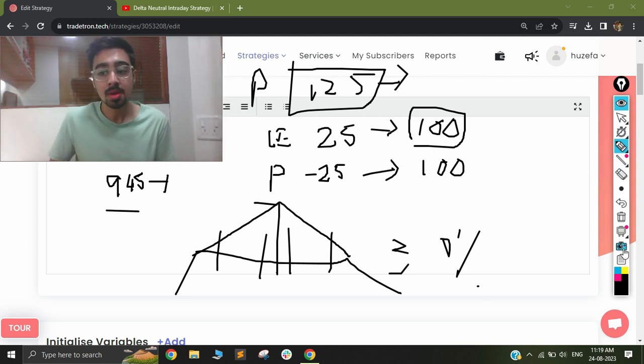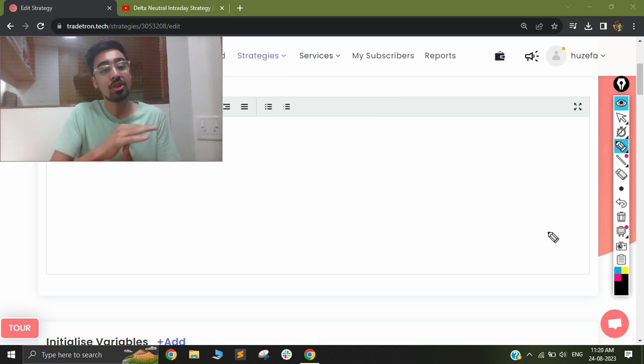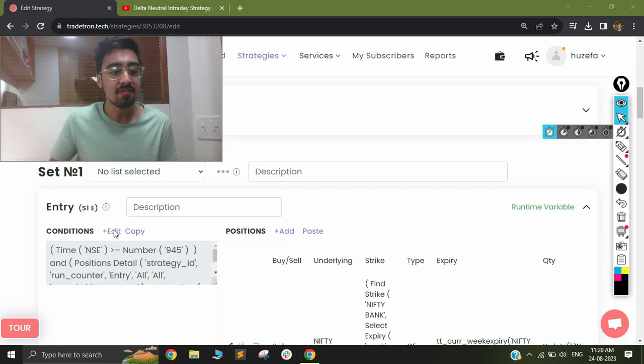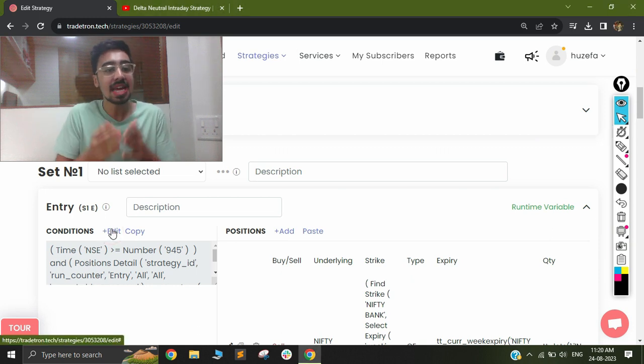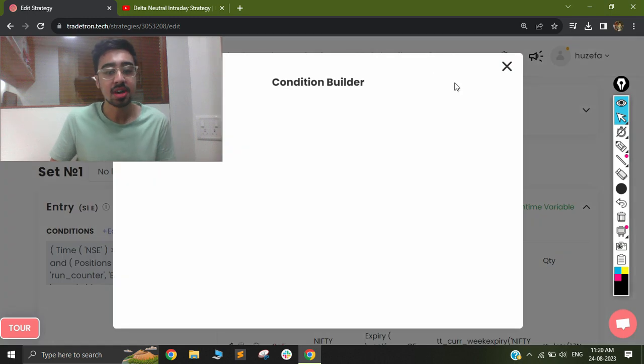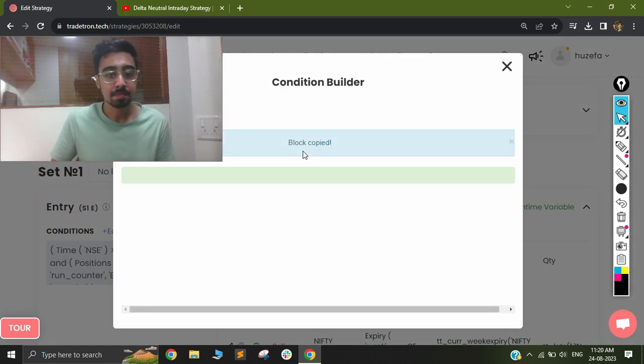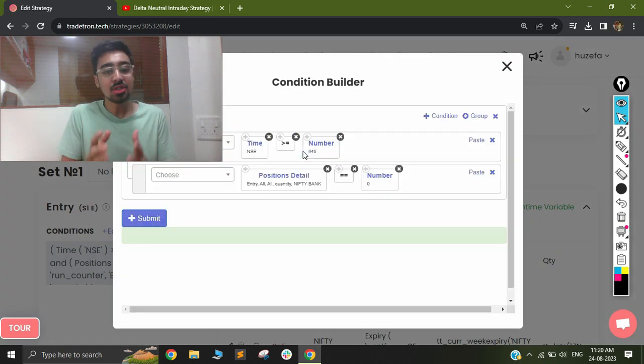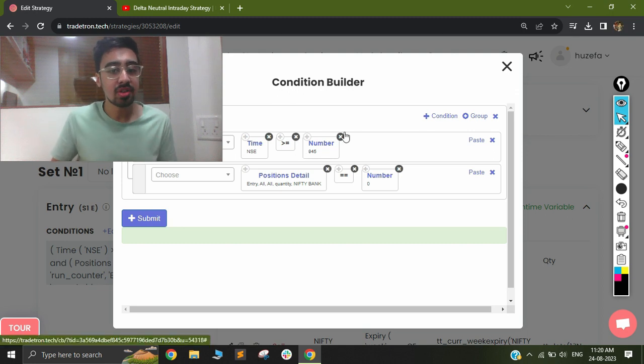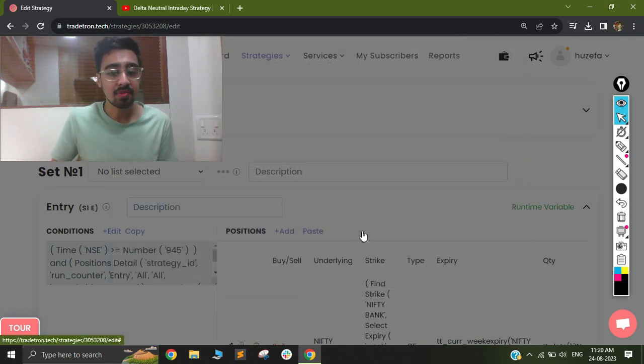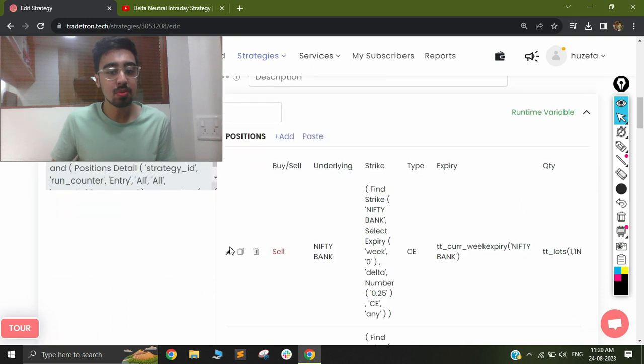Now let's go to Tradetron and see how the strategy is built. So on Tradetron, I have added my entry conditions. Now as you can see, entry is quite straightforward. I have a simple time greater than 9:45 as a condition, and I have my two positions that I have added, which is a call position and a put position.